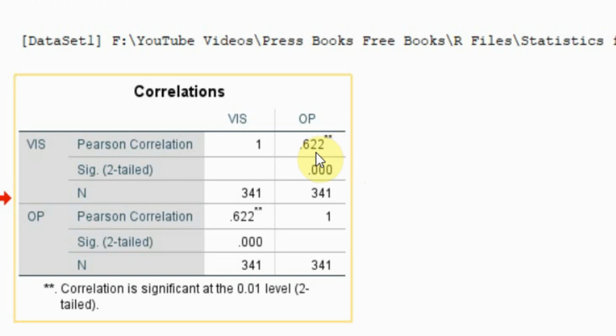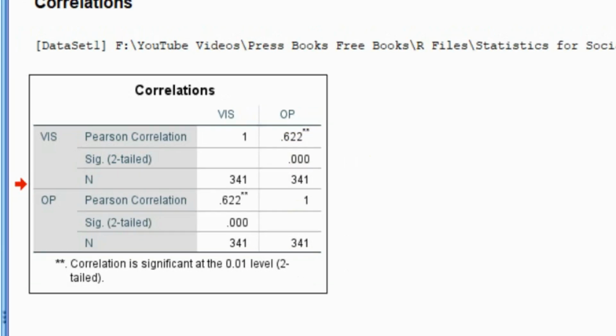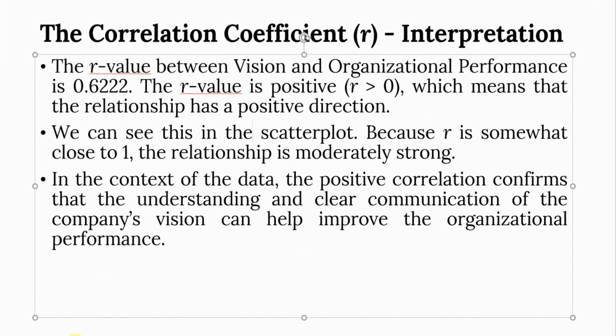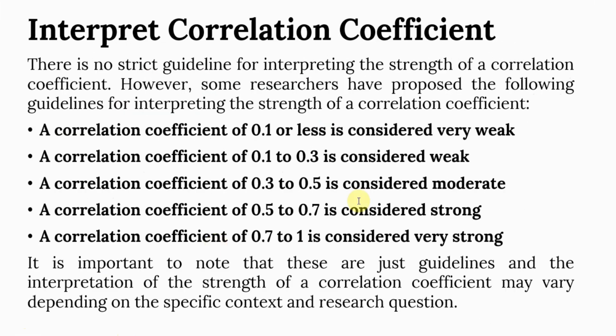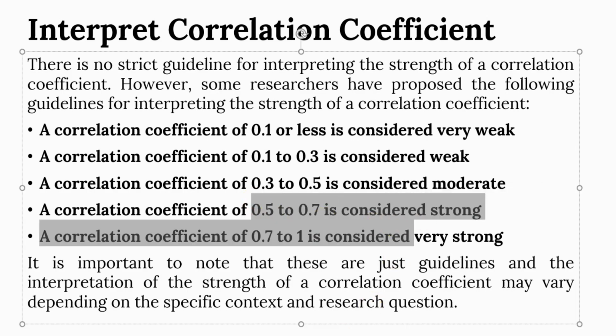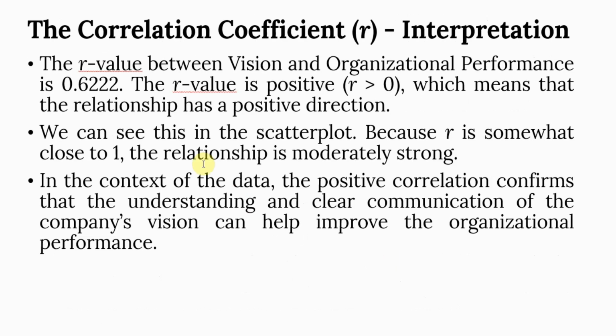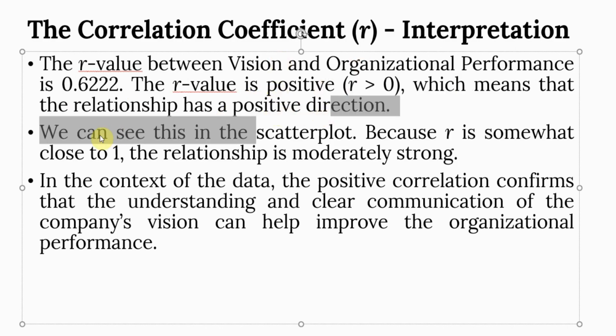Now the correlation coefficient is 0.622. And what do we mean by this? Let's have a look. So it falls here. So this means there is a strong relationship according to this criteria. Now the R value between vision and organizational performance is 0.622. The R value is positive, that is, it is greater than 0, which means that the relationship between vision and organizational performance is positive. We can see this in the scatter plot as well.